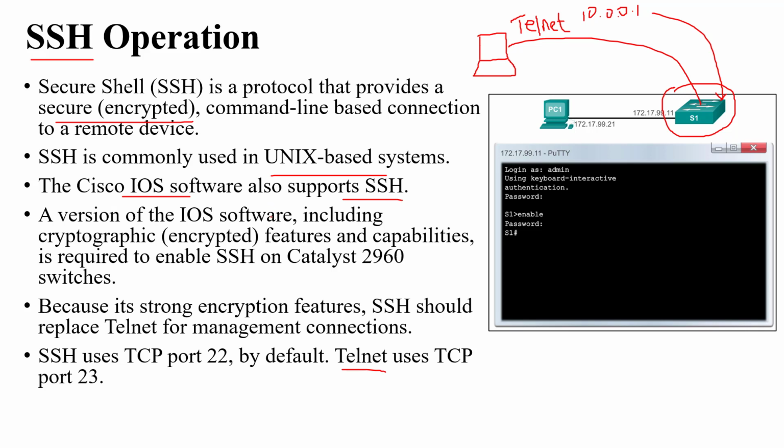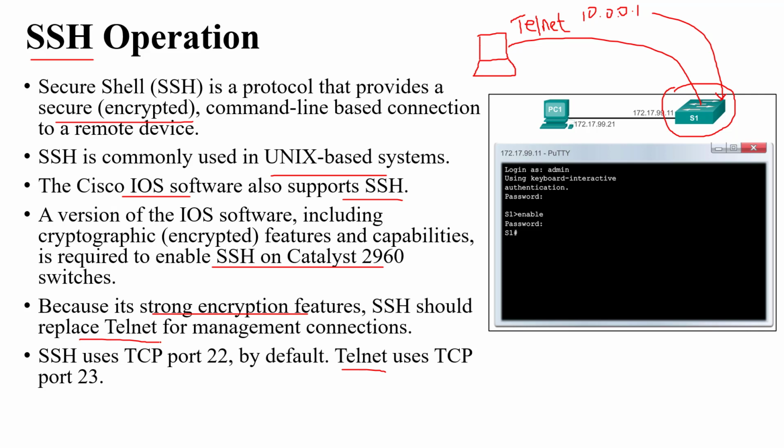A version of IOS software including the cryptographic encryption features is needed. Any switch, like the 2960, automatically supports SSH, because SSH has very strong encryption features. SSH should replace Telnet. We are not at all using Telnet, because Telnet is not a secured protocol. Telnet is a plain text protocol, so we are going to completely remove Telnet and use the SSH protocol instead.